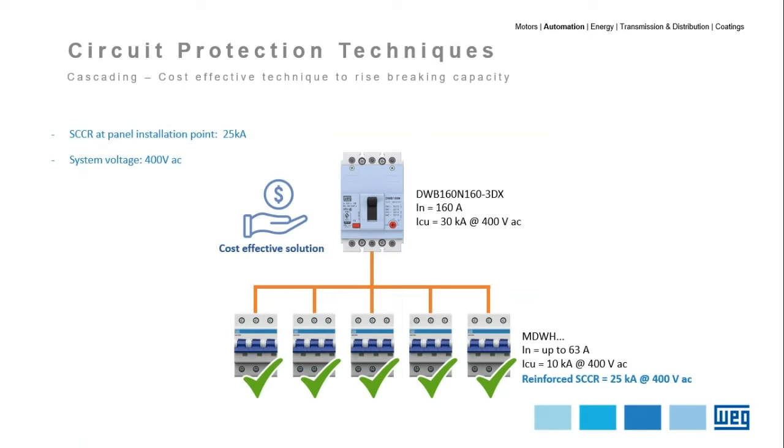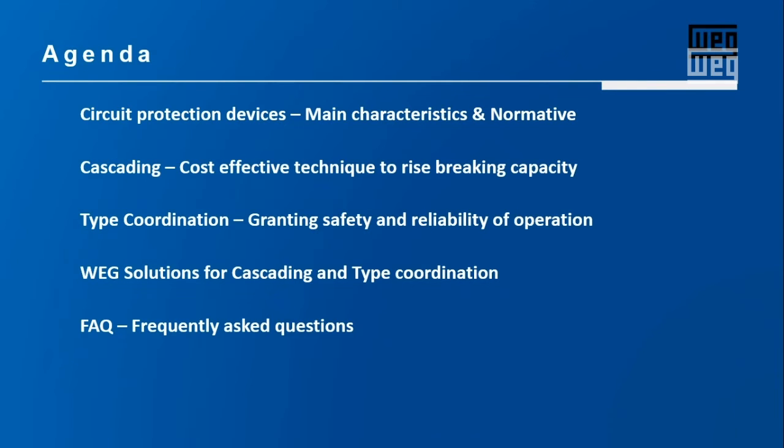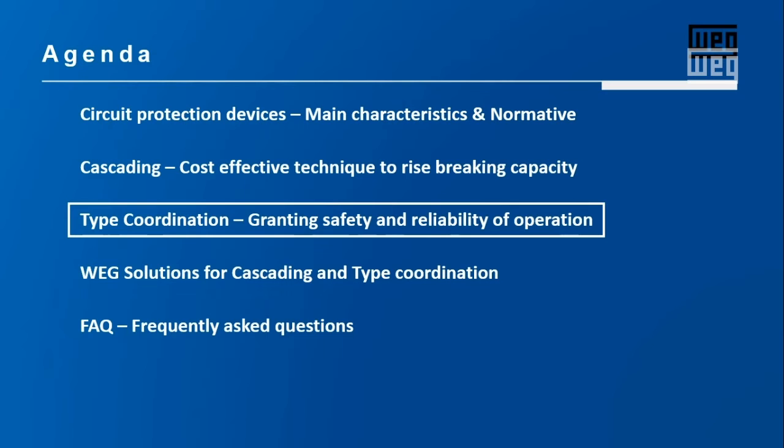Important to bear in mind that in a fault event, both breakers, upstream and downstream, may trip. So pay attention to these applications where it may affect critical circuits sharing the same upstream protection. Good. Now that we have explored the concepts of cascading technique, let's move forward to the type coordination.